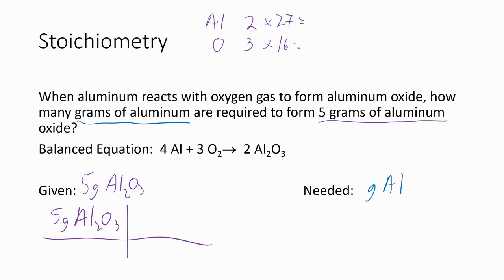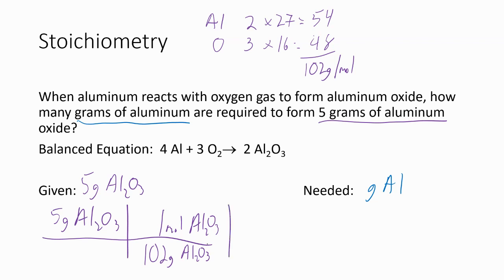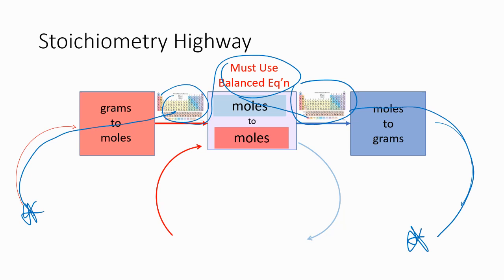So 2 times 27 gives us 54, and 3 times 16 gives us 48. So this is a grand total of 102 grams per mole of aluminum oxide. So we want the 102 grams on the bottom, and we want the 1 mole on the top. All right, now we're out of grams. Once we're out of grams, we got to go to that balanced equation.